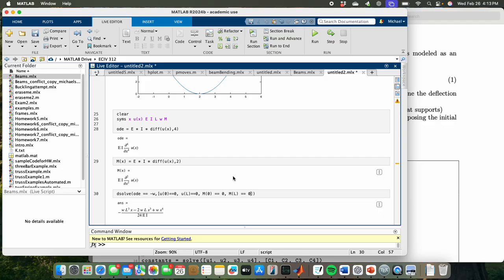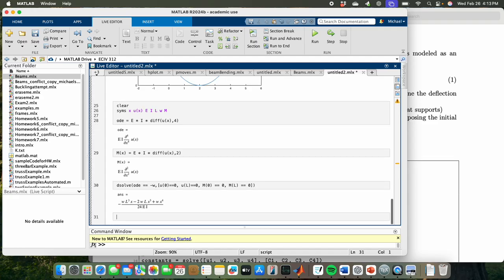A TI-89 will do this exact same thing. I don't know if a TI-89 could do a 4th order differential equation. I don't think it can. That's the deflection for a simply supported beam. So let's plot it. Oh, we can. Full equation. Yeah. How about this? Yep.